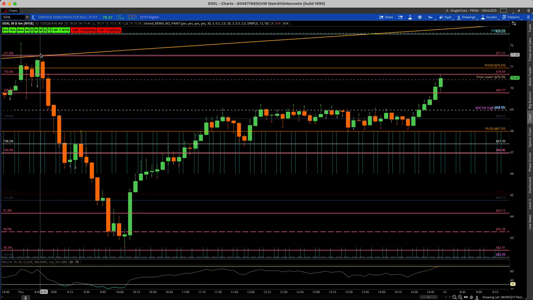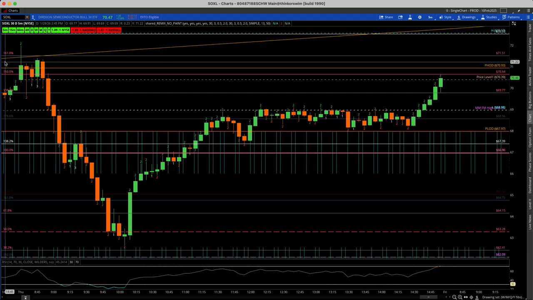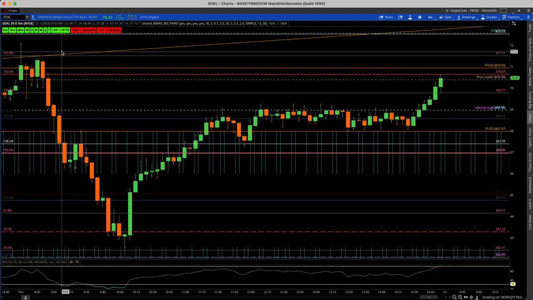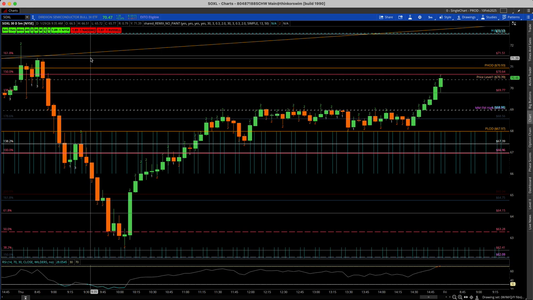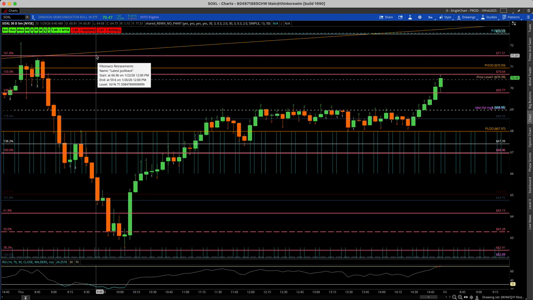Again, it was the same type of situation as yesterday, where we're opening right here by this daily broadening formation. So initially, and a fib extension as well.